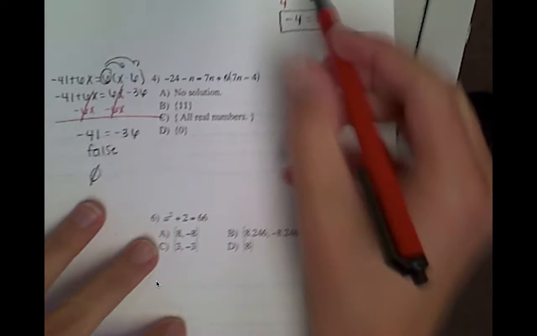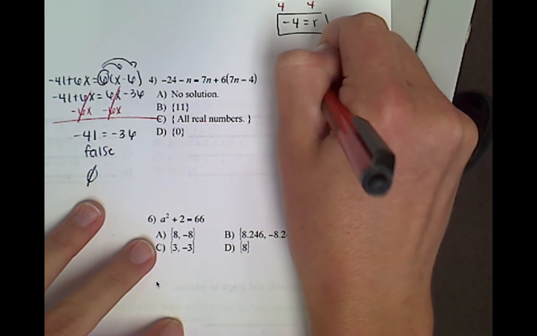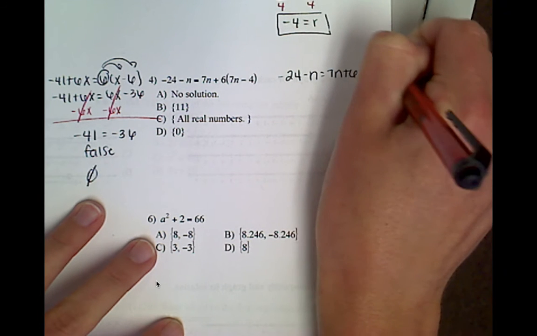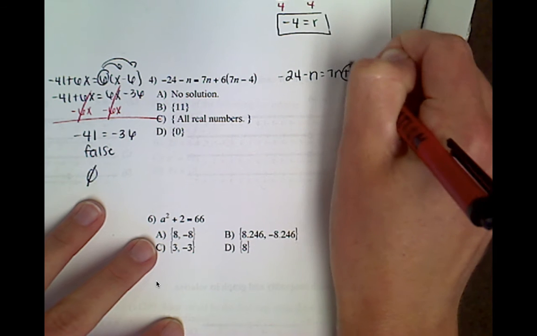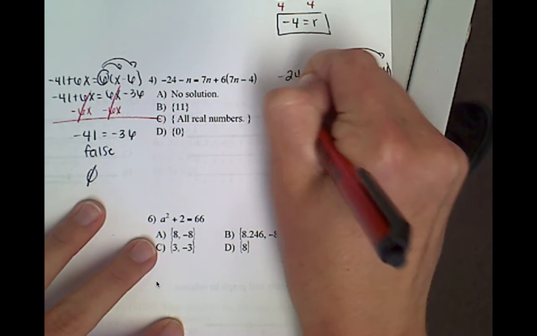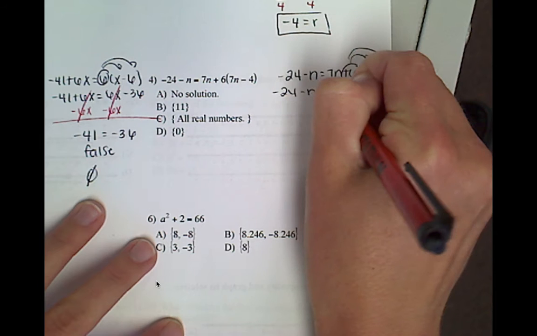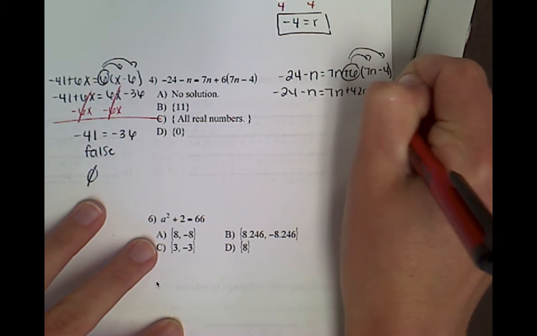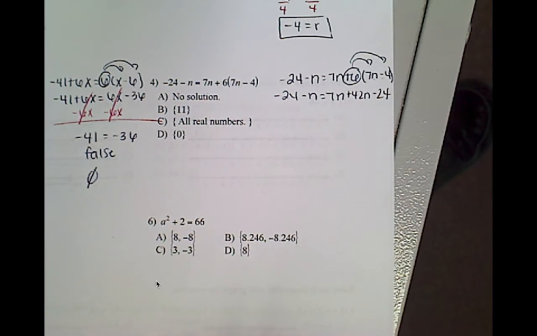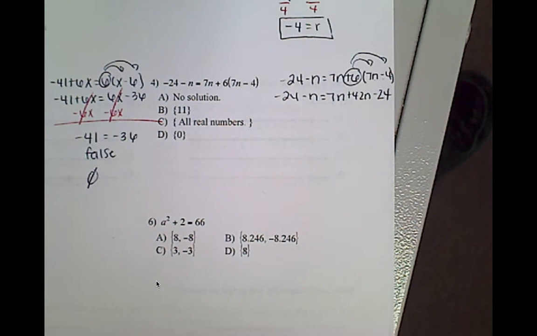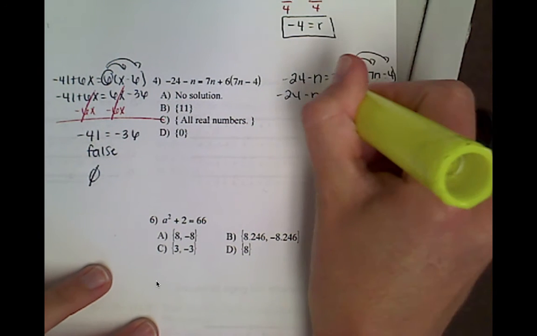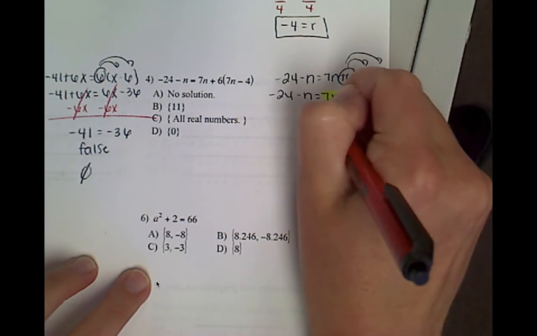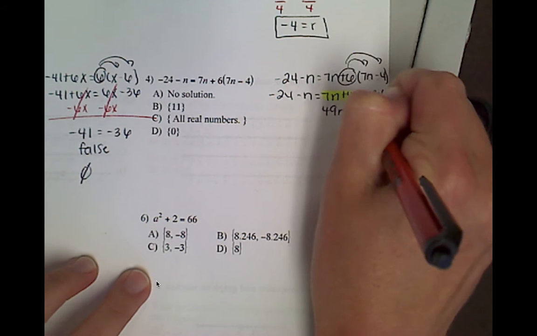Next one, we got negative 24 minus n equals 7n plus 6 times 7n minus 4. Okay, I want to eliminate the parentheses, so I'm going to distribute this positive 6. Rewrite the left side. 6 times 7n is a positive 42n. 6 times negative 4 is a negative 24. Okay, I see that we've got like terms on the right. I see 7n and 42n, they both have an n. So when you combine 7n and 42n, you're going to get a 49n. And I'm going to write down all the other stuff.